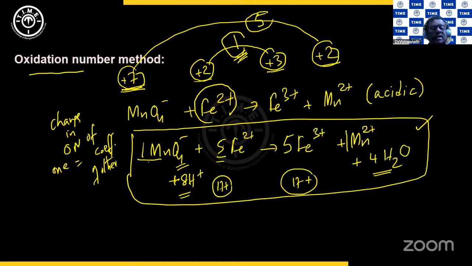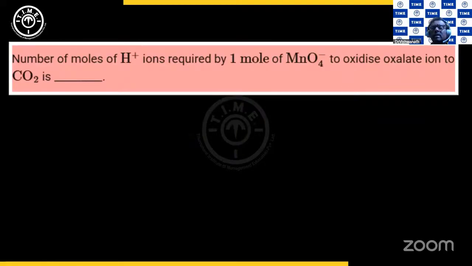Now, to the extent possible, we'll try whatever knowledge we have gained so far to solve questions. Clear, shall we? Now, this is the first question that we are solving here. Number of moles of H+ ions required by 1 mole of MnO4 minus to oxidize oxalate ion to CO2. Oxalate is what? C2O4 2 minus. That is going to turn into what? CO2.